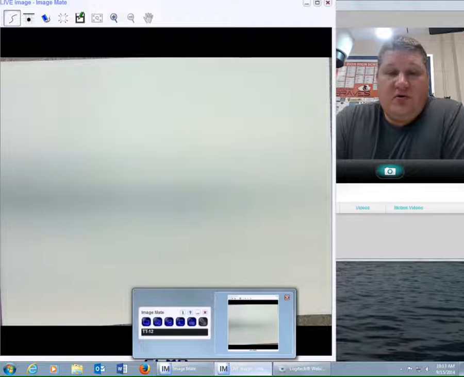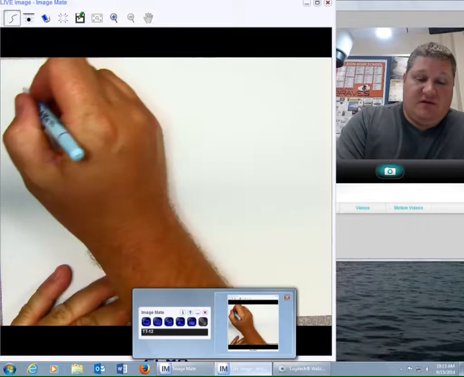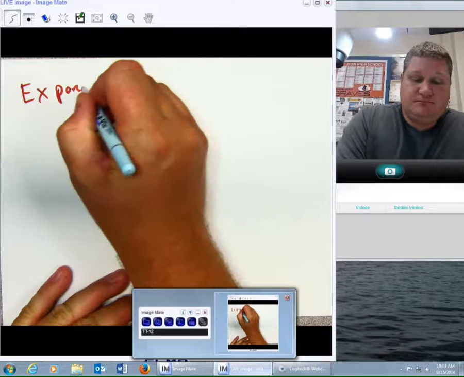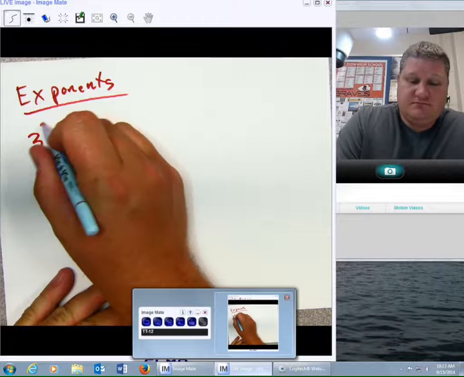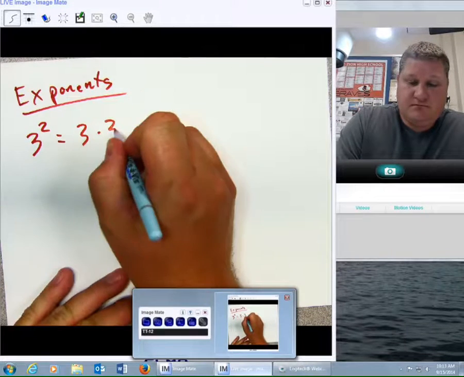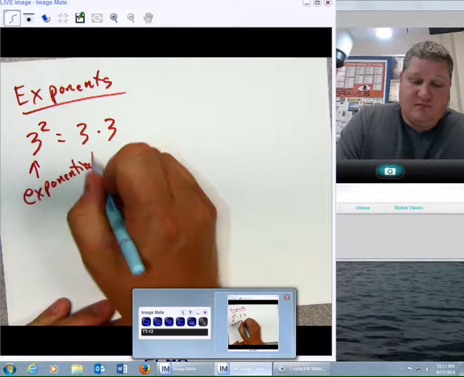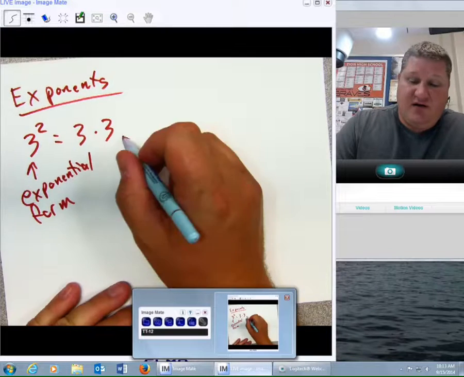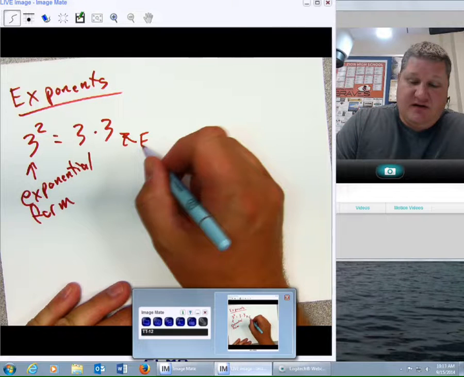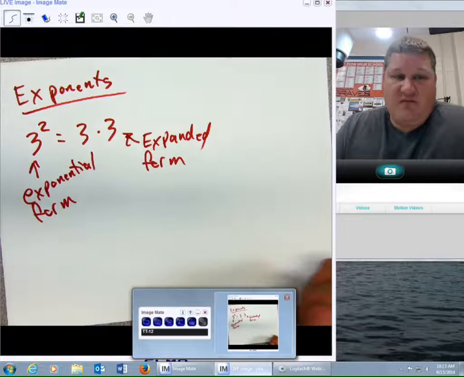Okay, ladies and gentlemen, let's talk a little bit about reviewing for exponents. Now, with exponents, we have three things going on. We have exponential form. Shockingly enough, because it has an exponent. We have the other version, which is expanded form. Expanded form, obviously, because it's bigger.